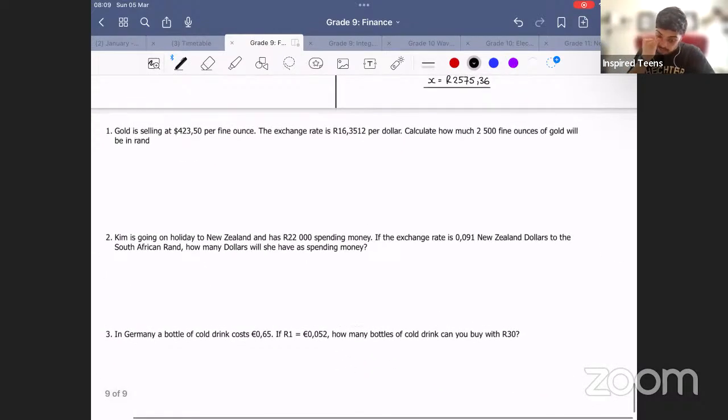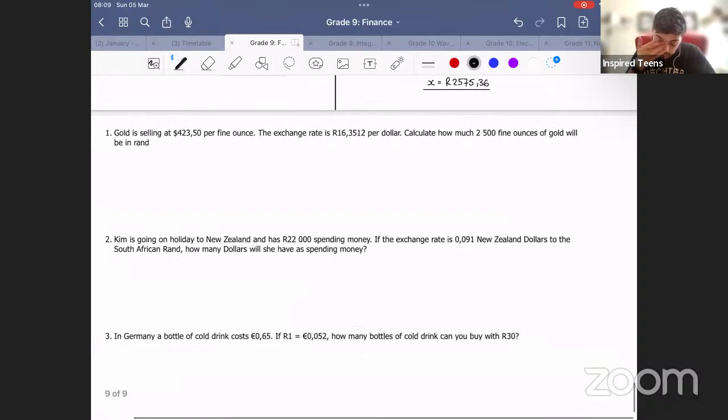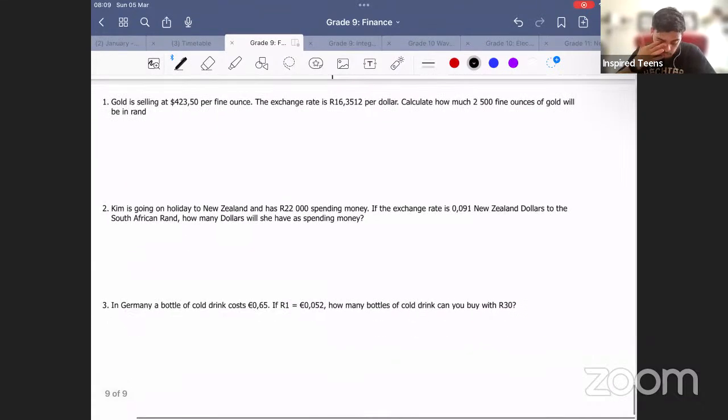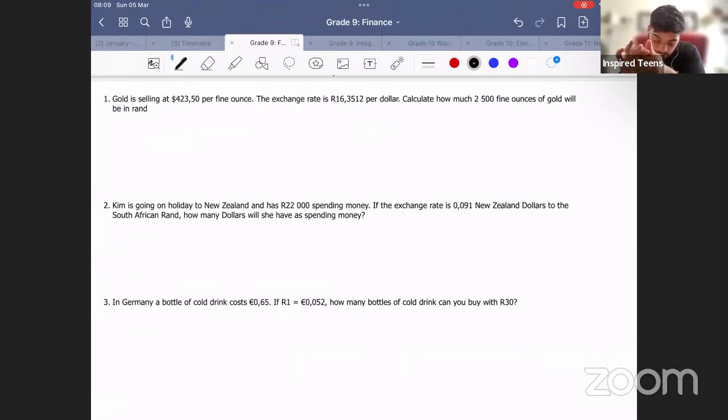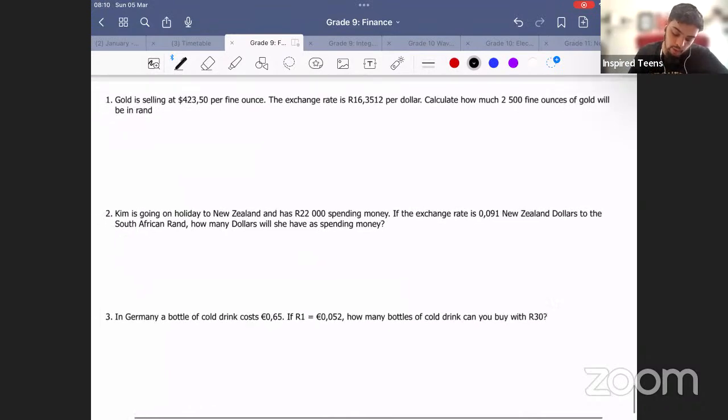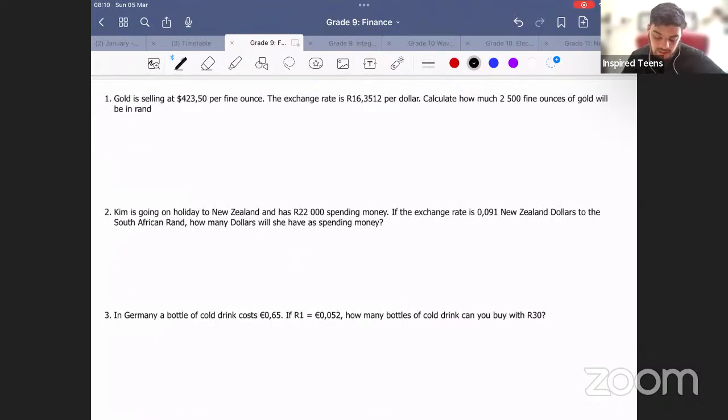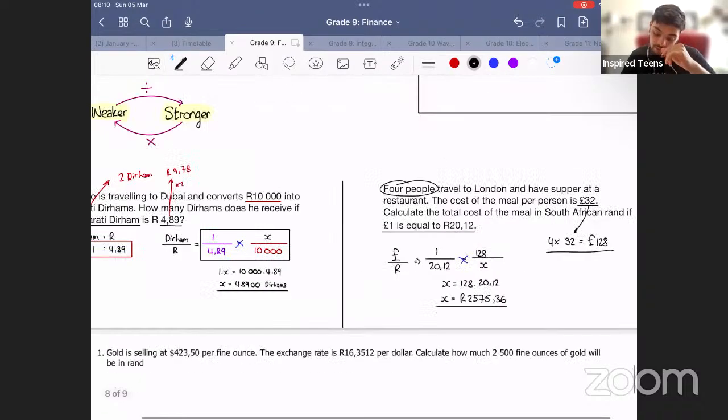Okay, here's some more examples. Let's see which one we can look at. Let's look at the first one. Gold is selling at $423.50 per fine ounce. The exchange rate is 16 rand 35.12 per dollar. Calculate how much 2,500 fine ounces of gold. No, that's the same thing as we've been doing.